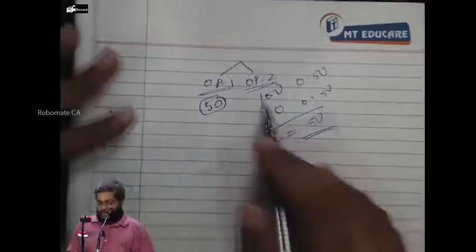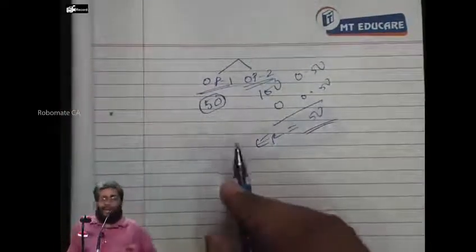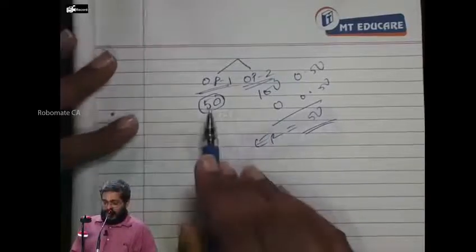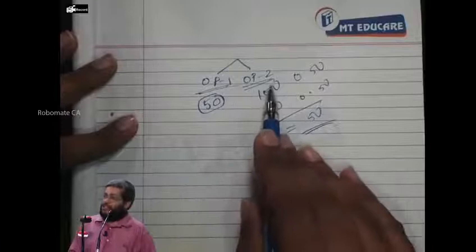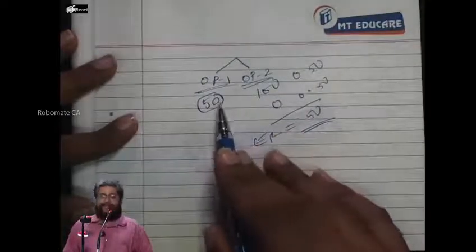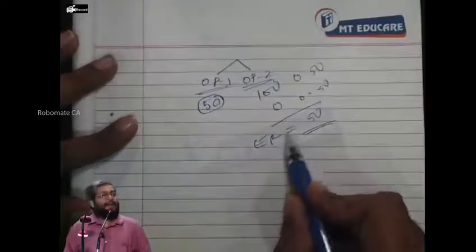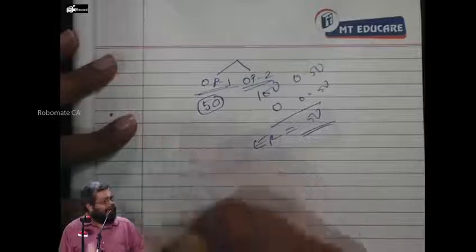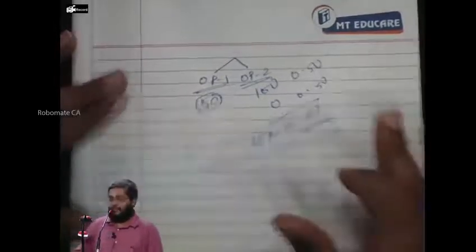A risk-loving investor likes to take risk. He says, I don't want a guaranteed 50. I have a chance to make 100. He does not like to take 50. He has a chance to make 100. So he says, I'll go for the expected 50. I don't want to go for a guaranteed 50. That person is called a risk-loving investor. Are you following or not?